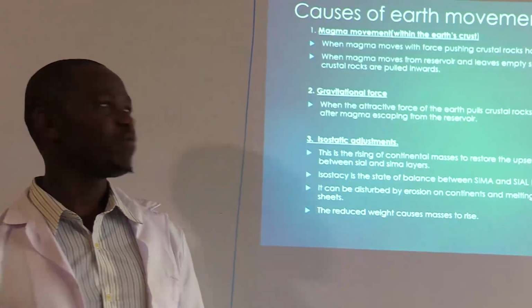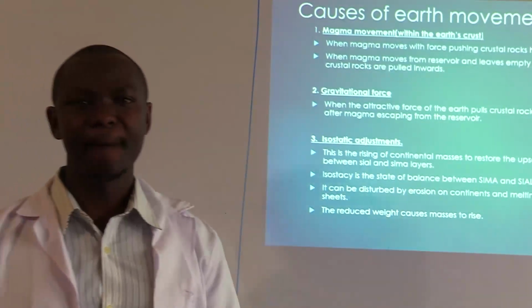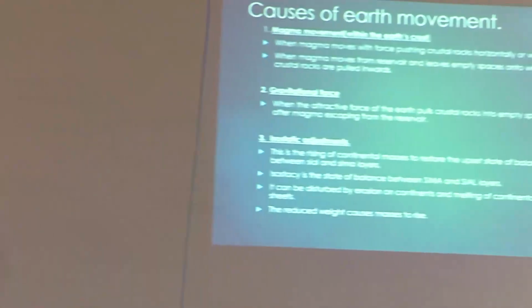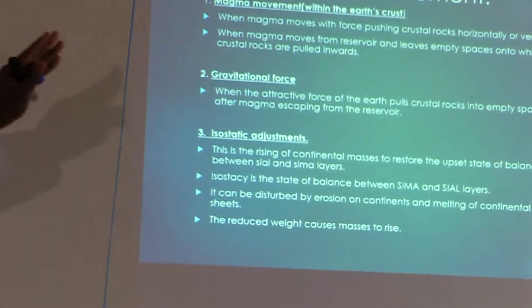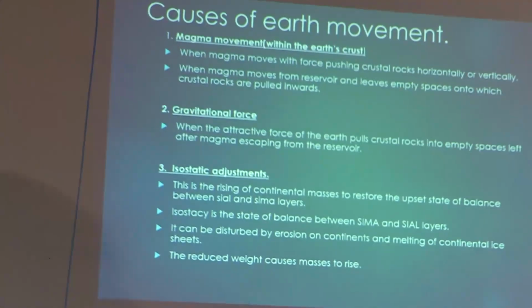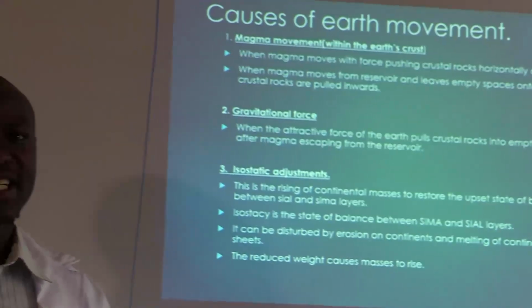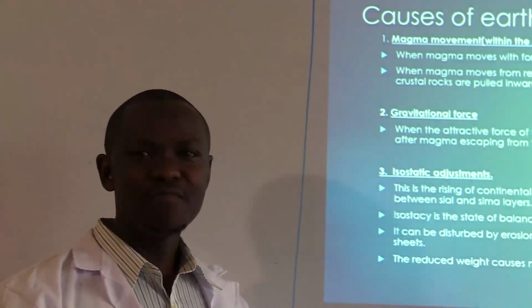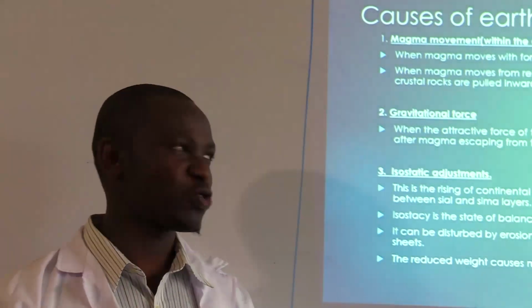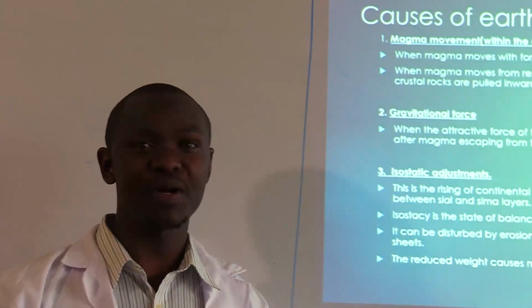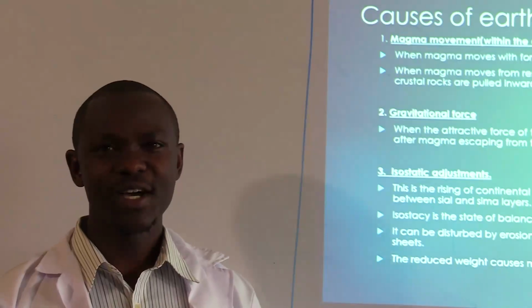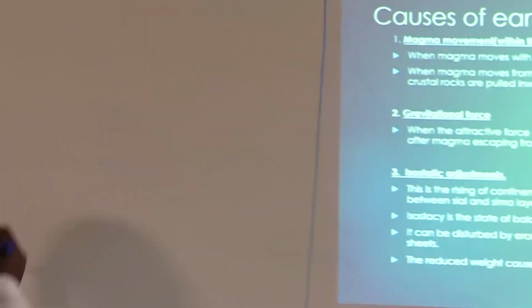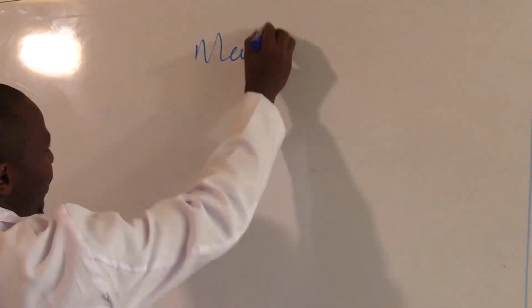Let's begin with the first one, magma movements within the earth's crust. Under magma movements, we shall be discussing mostly how the movement of magma causes the earth's crust to move. We all know magma can be forced to come out of the Earth's crust due to greater pressure in the mantle. Under the study of the internal structure of the Earth, we said that the magma is found in the layer called the mantle.